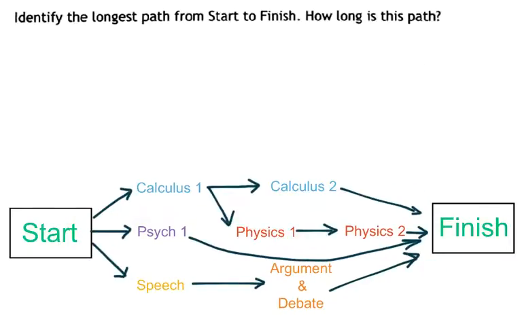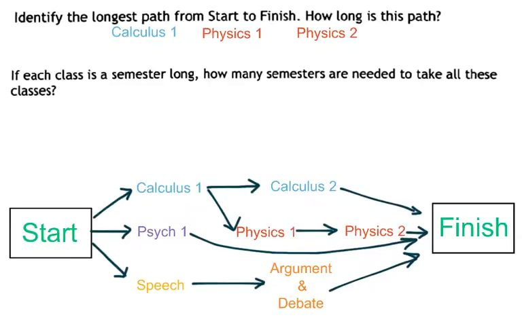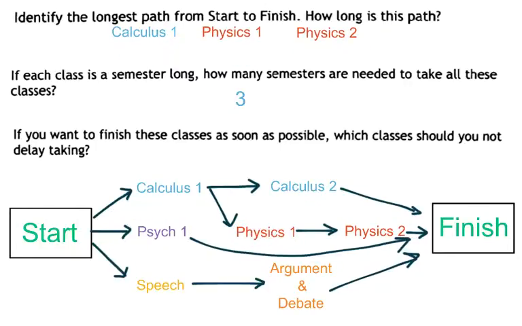Now we need to identify the longest path from start to finish. And how long is this path? So if we start with Calculus and then we go to Physics and then Physics 2, that's our longest path. So now if each class is a semester long, how many semesters are needed to take all these classes? Well, 1, 2, 3 classes, so it's 3 semesters.